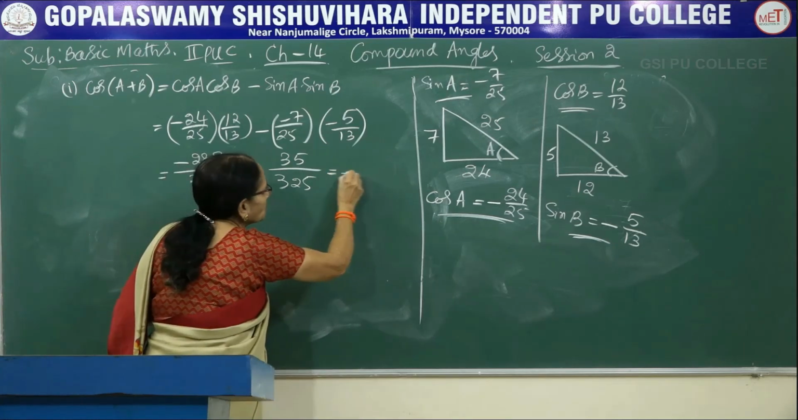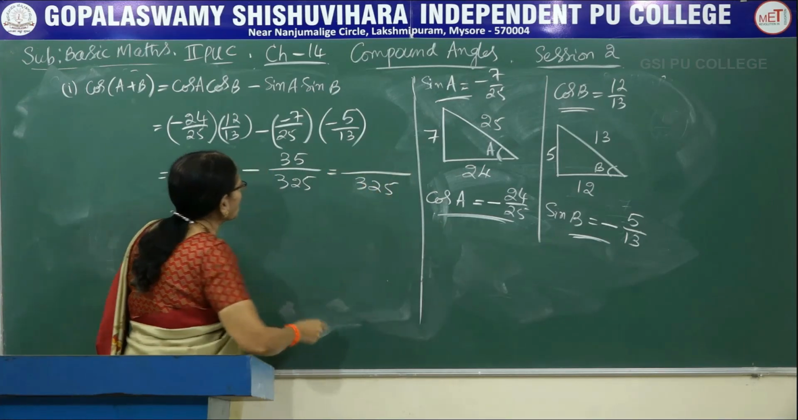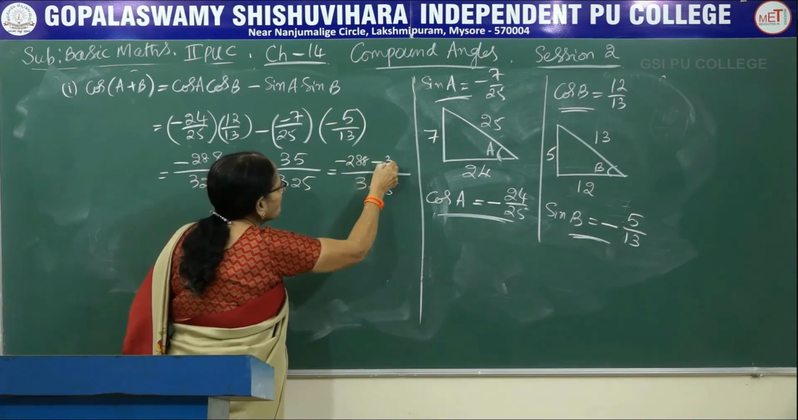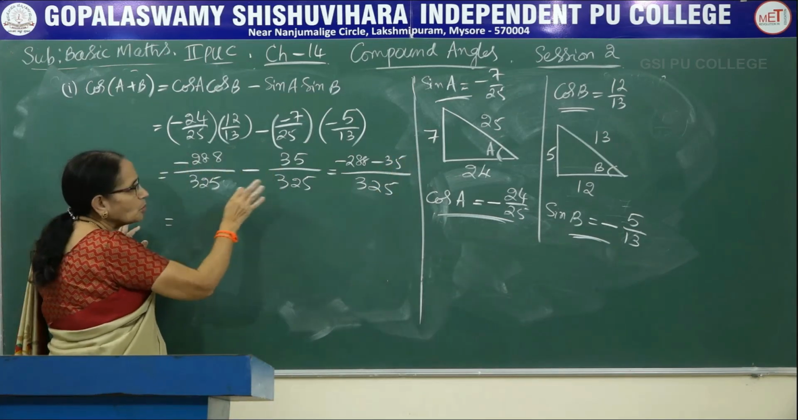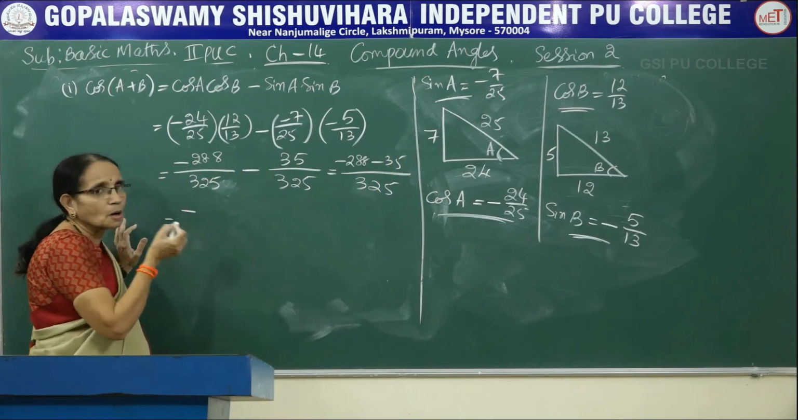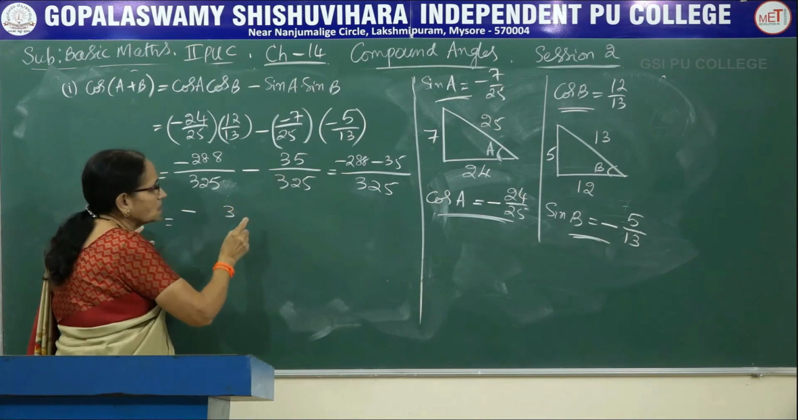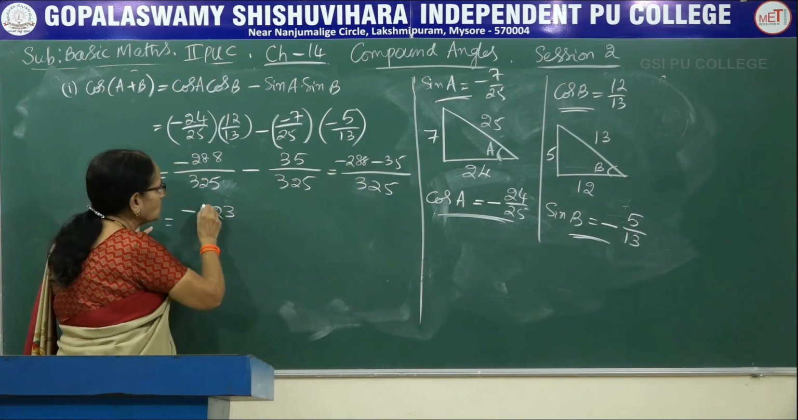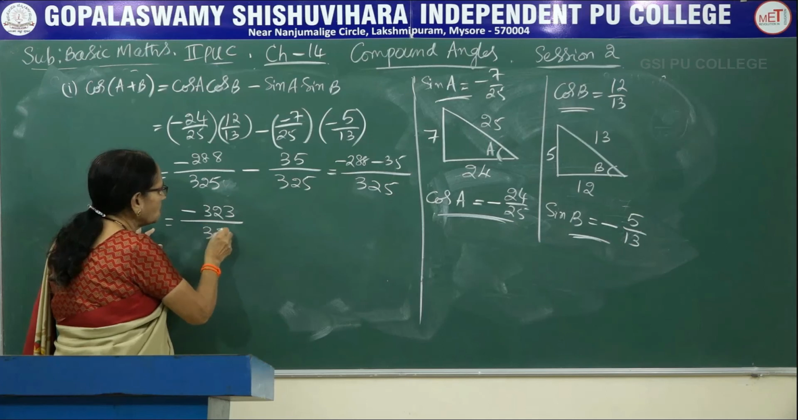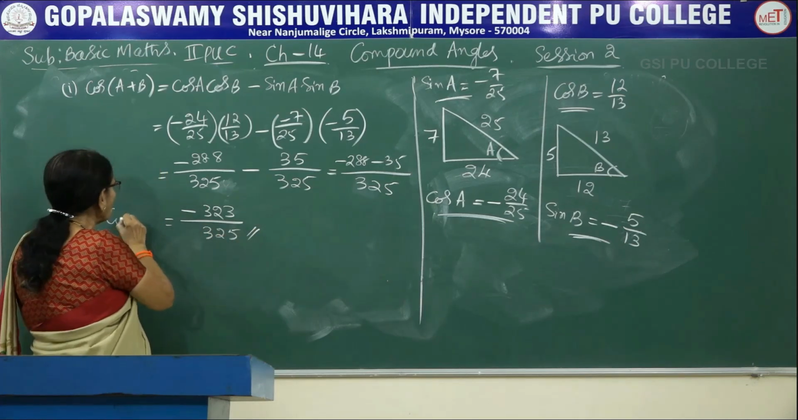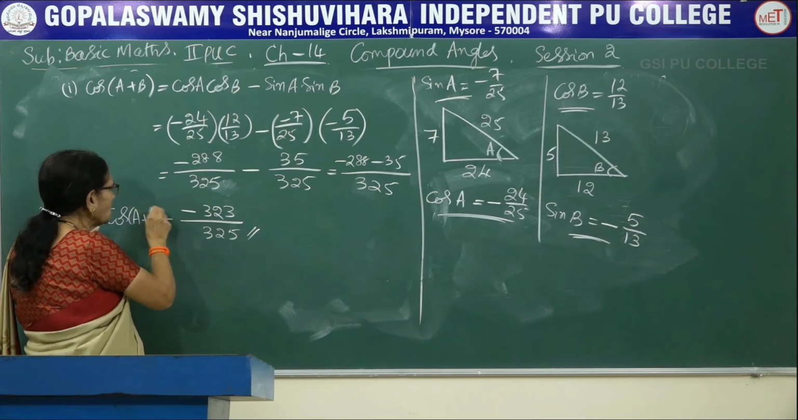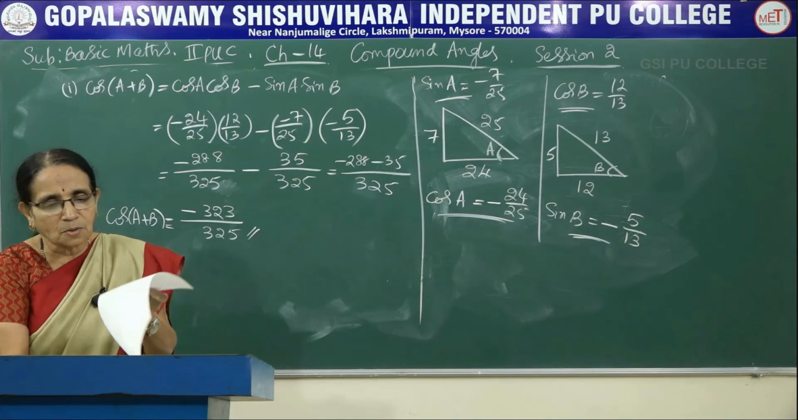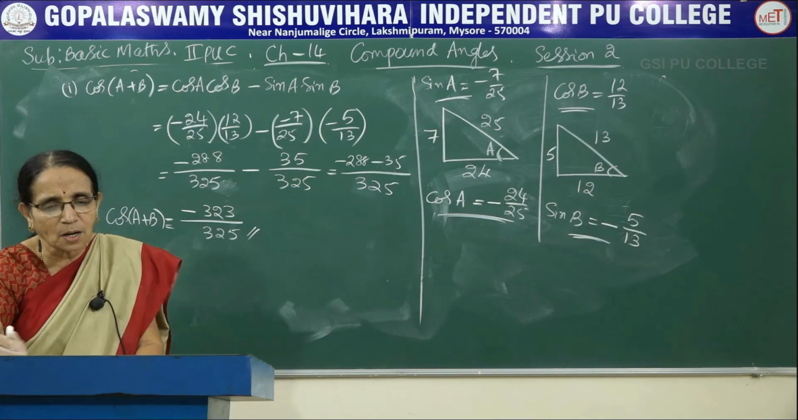Now write the LCM, which is nothing but the common denominator. Look here, both of them are negative here. Minus 288 minus 35. Add them, since both of them are negative, the answer will also be negative. 8 plus 5, 13, 1 carried, 1 plus 3, 4, 4 plus 8, 12, 1 carried, that is 323 divided by 325. So this is the value of cos of A plus B. That would be minus of 323 divided by 325. Now what's the next thing we have to calculate?